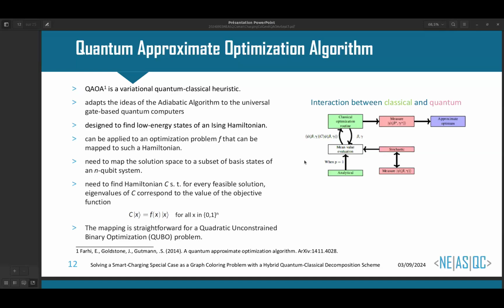The mapping is quite straightforward in the case of the quadratic unconstrained binary optimization problem, the QUBO, especially because, as the name says, there are no constraints. Usually in a combinatorial optimization problem, there are lots of constraints. So in this case, we would need to relax them in the objective function, which is the main difficulty of this technique.